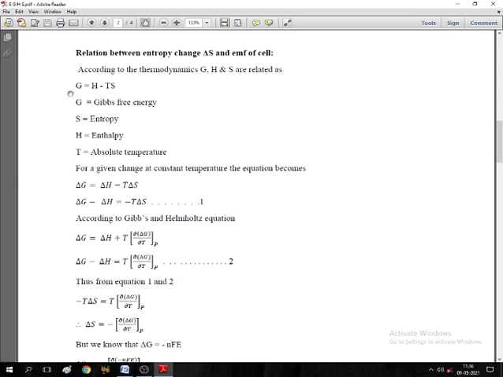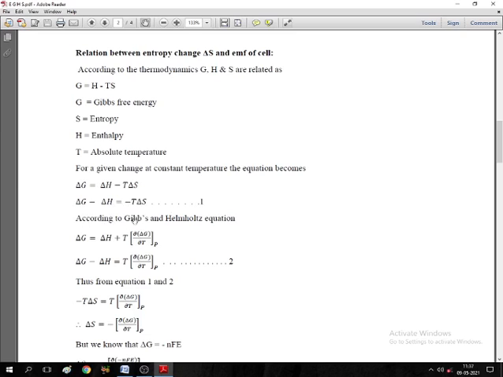At constant temperature we can state the relation, delta G is equal to delta H minus T delta S. This equation we have also derived. Right, rearrange it. Delta G, shift this term on the left side, therefore it becomes delta G minus delta H is equal to minus T delta S. This is equation number 1.